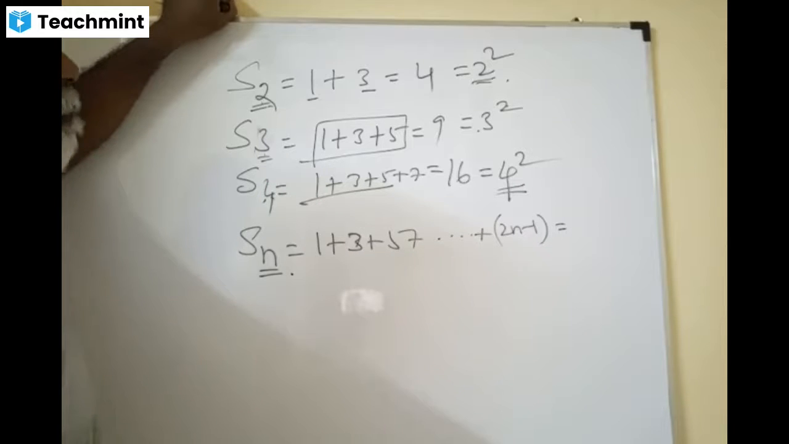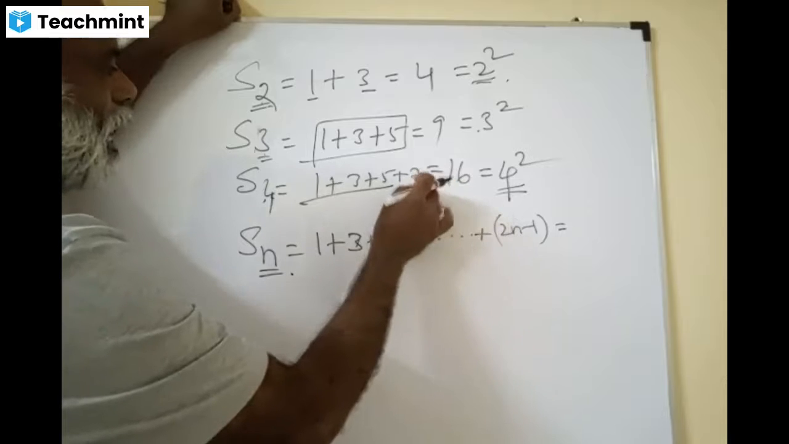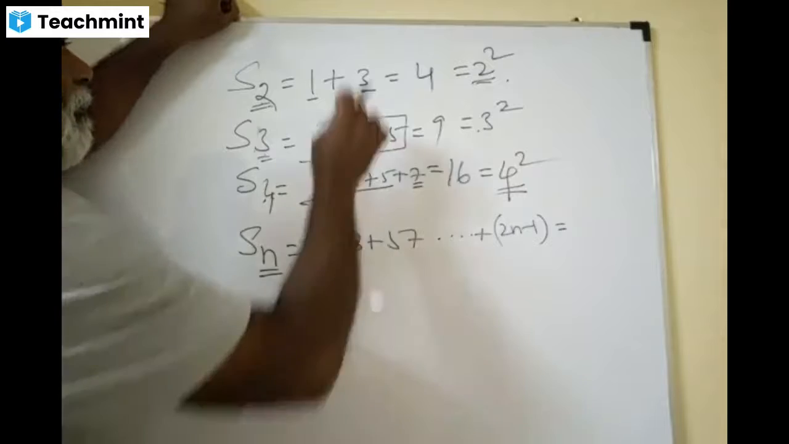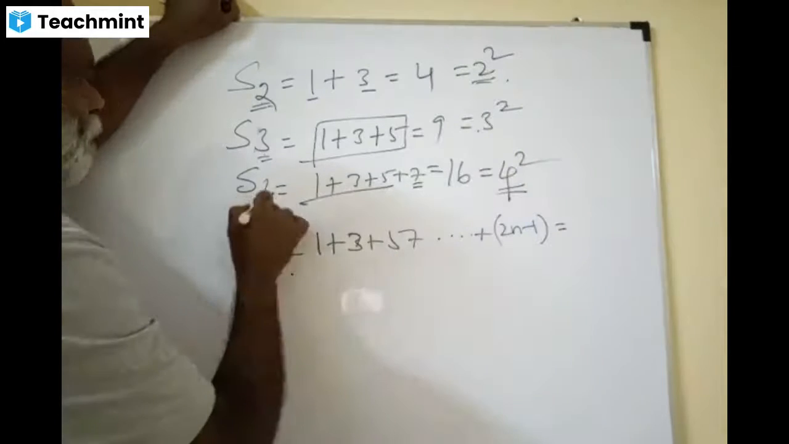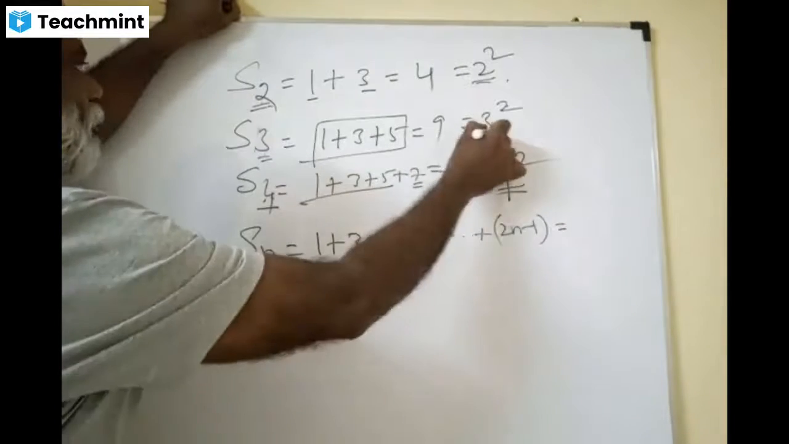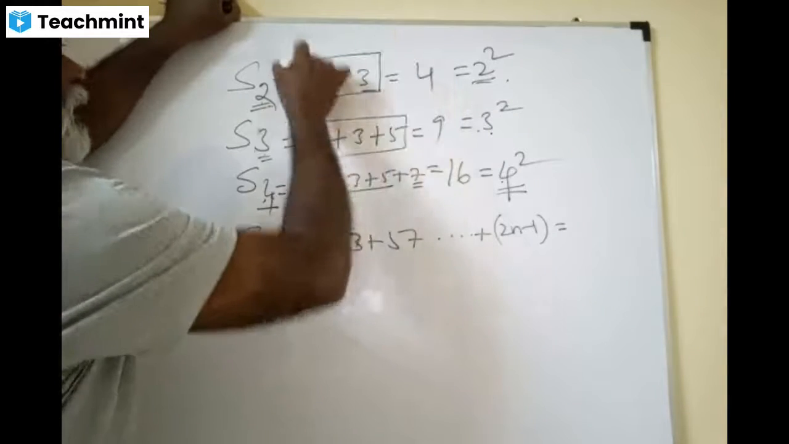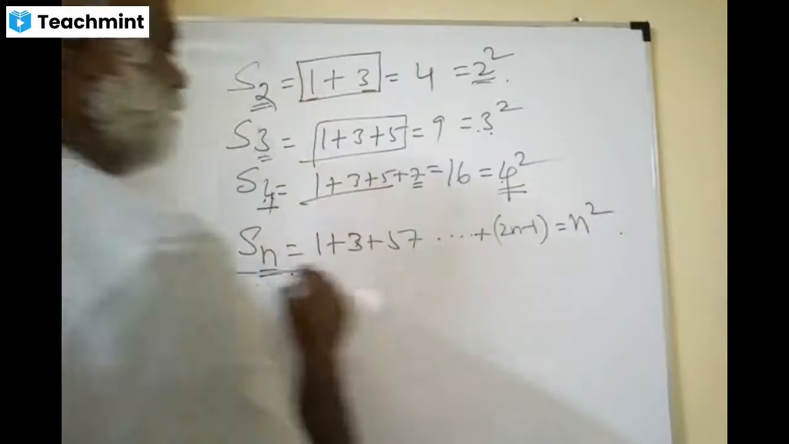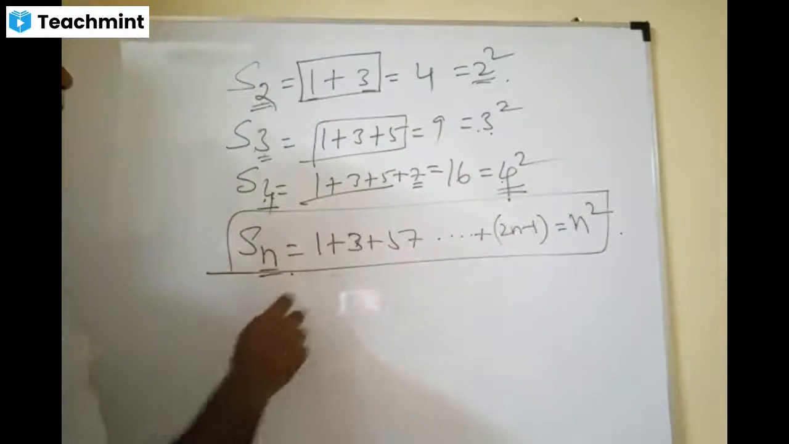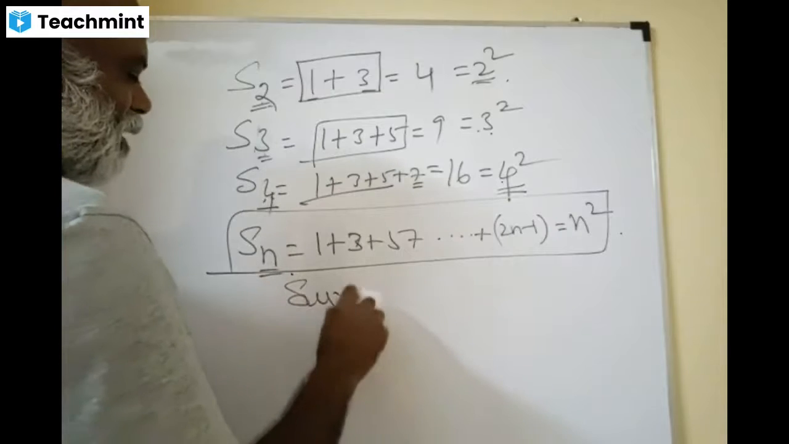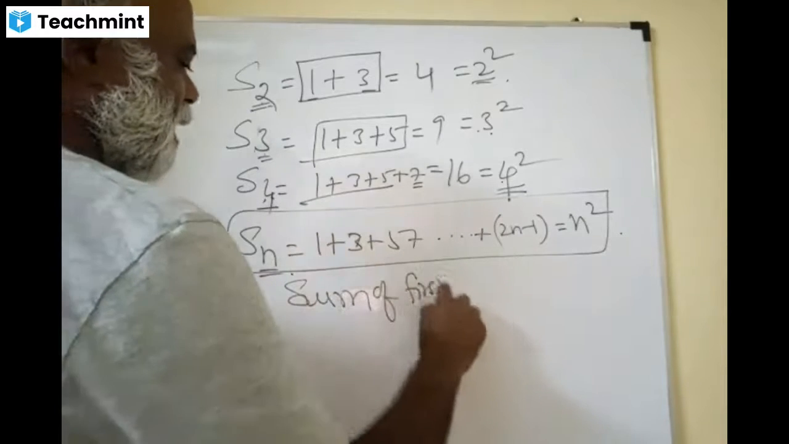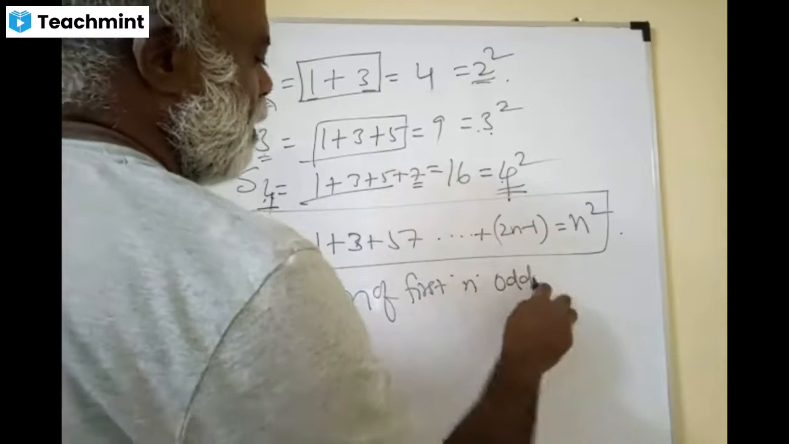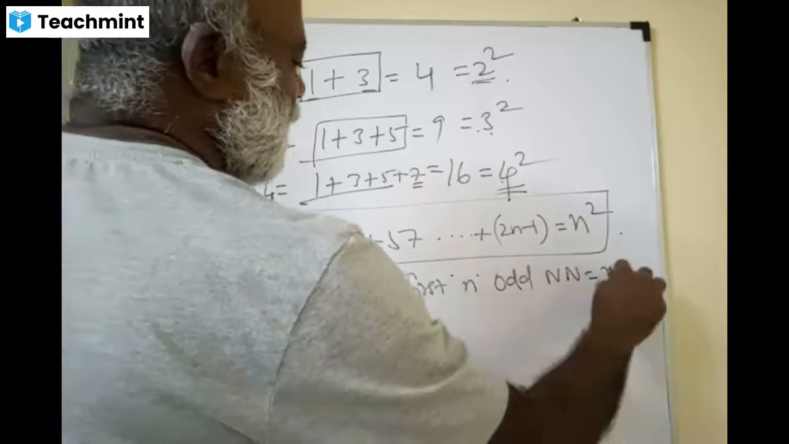No. Then I should have said 7 square, right? 5 square I should have said. 4 square, 3 square, 2 square. How many odd numbers do I have? n square. That's all. N square, please. This is brilliant. This is called the sum of first n odd numbers. Write down, please: the sum of first n odd natural numbers is n square.